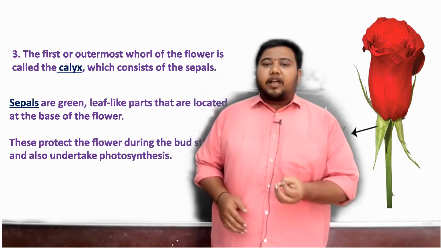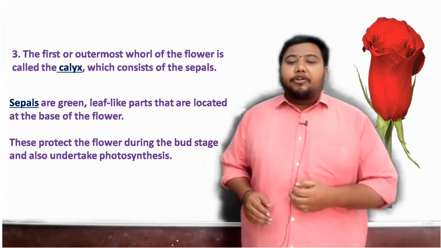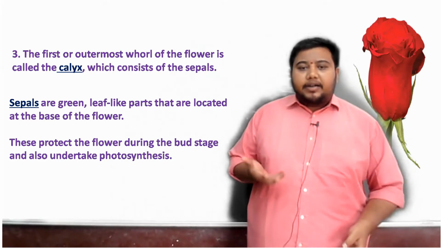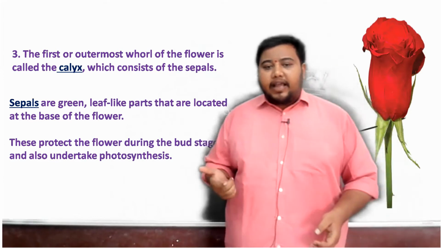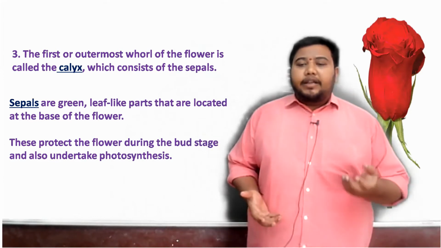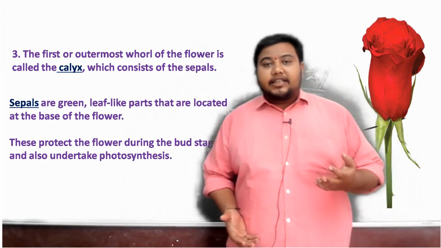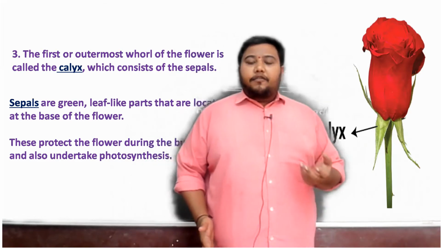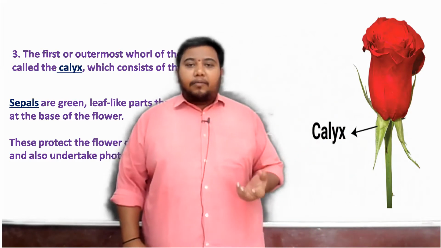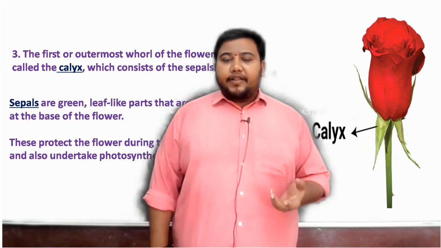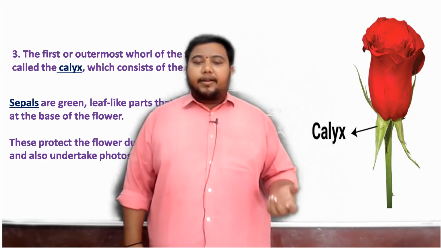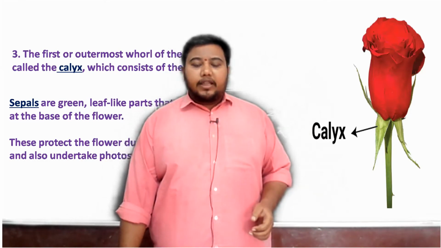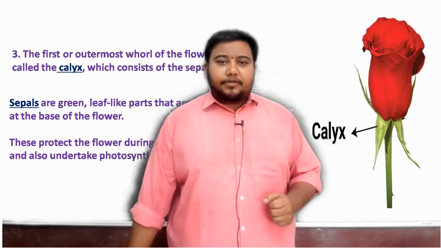The calyx protects the flower during the bud stage, when the flower is actually growing. It will also undertake the photosynthesis process. We know that photosynthesis means formation of food. Plants form their own food with the help of sunlight, water, and carbon dioxide from the air. That process is nothing but photosynthesis.